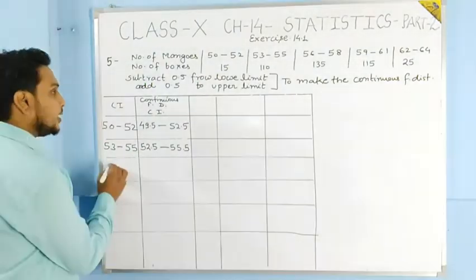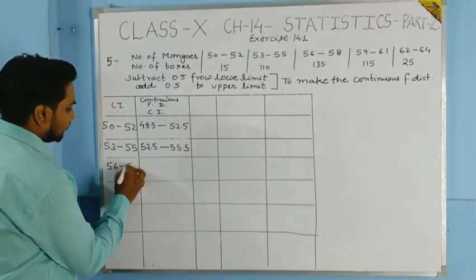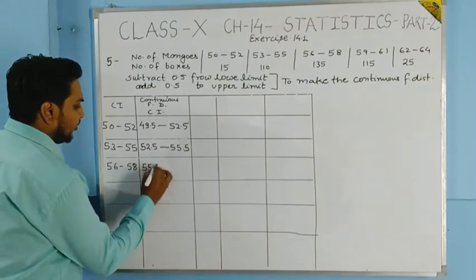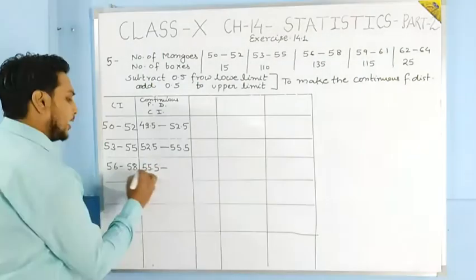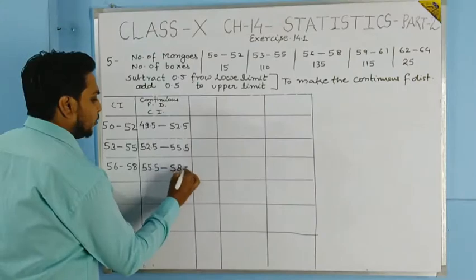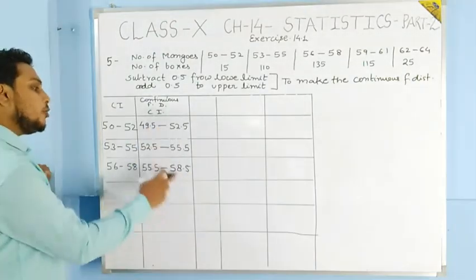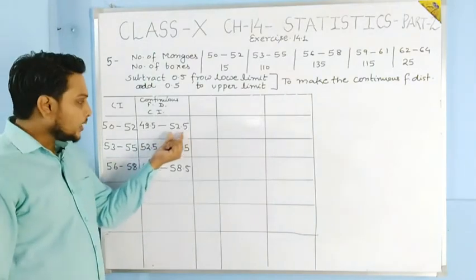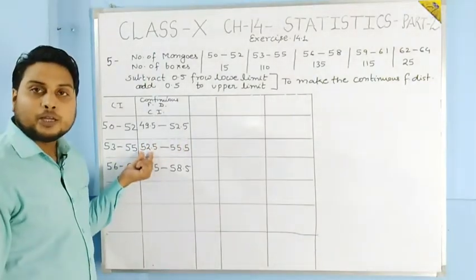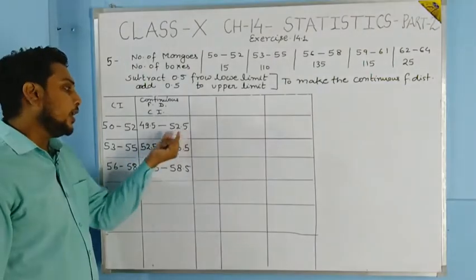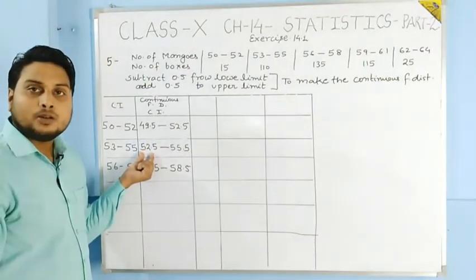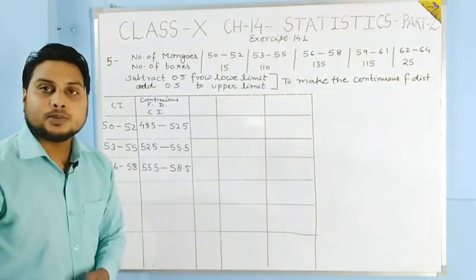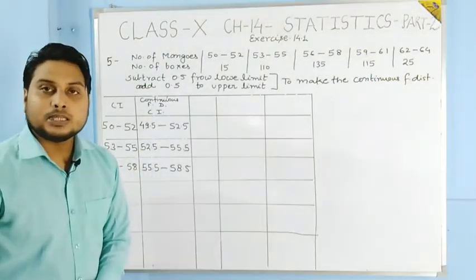Okay, the next data is 56 to 58. Again we'll do that. When we subtract, it will be 55.5, and when we add 0.5 here, it will be 58.5. See, now you observe the data: it is 49.5 to 52.5. The next data just started from 52.5, meaning where the first data ended, the second data started from there only. So now this data is becoming a continuous frequency distribution.